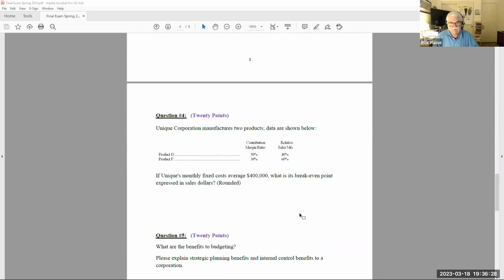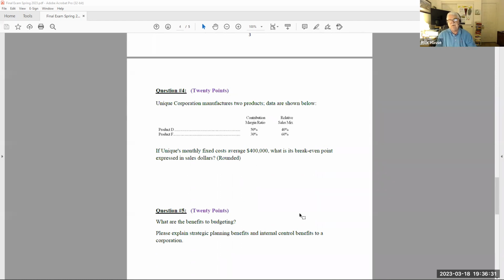Question number 4 is, again, going back to managerial accounting, where I give you the contribution margin ratio. We talked about that in our class this past week. Their fixed cost, and I would like you to determine the break-even point in sales dollars for this company. Now, the company produces two products. Product D is 40% of the revenues. Product F is 60% of the revenues, and their appropriate contribution margin ratios. So that adds a little bit different look than what we discussed in our class this past week.